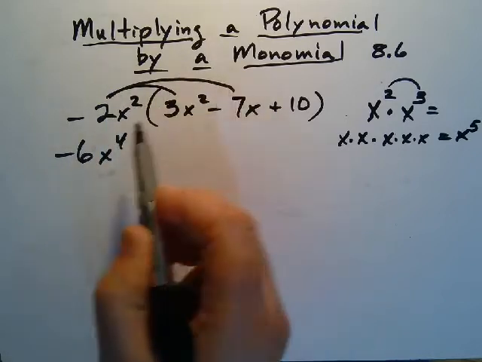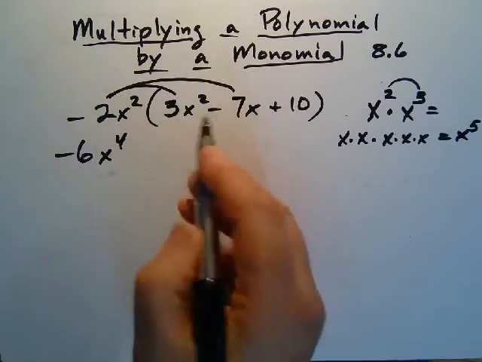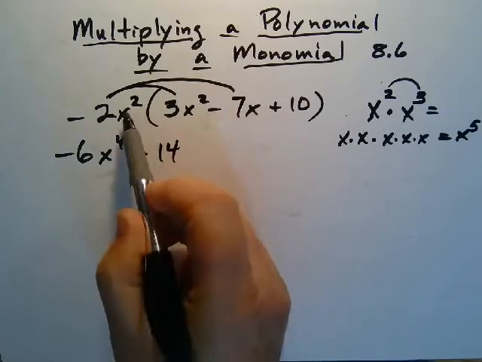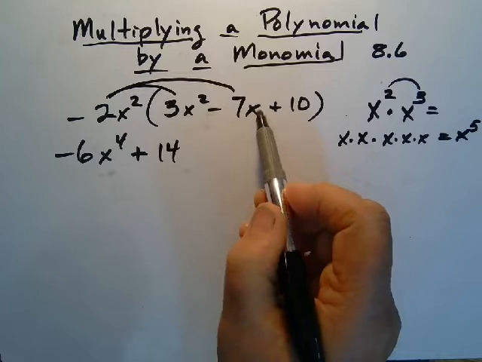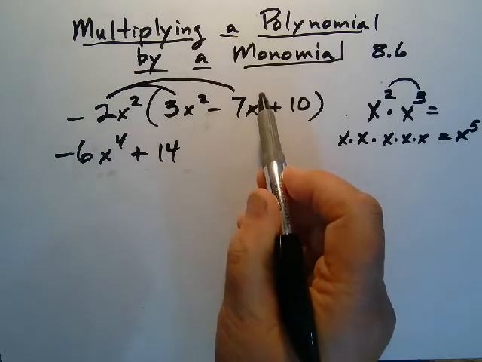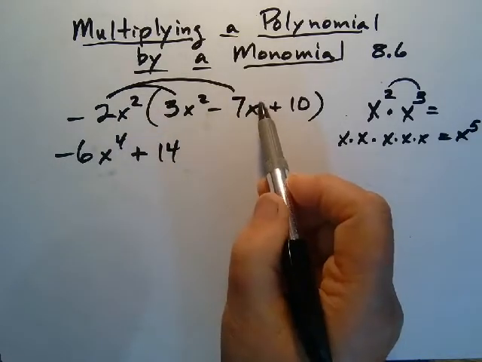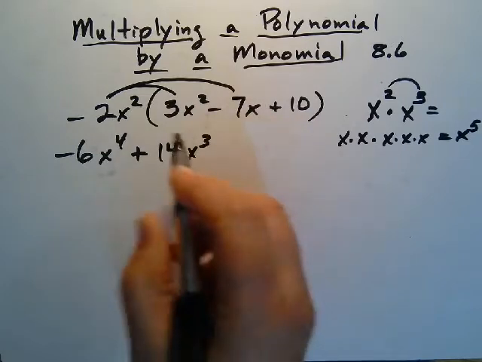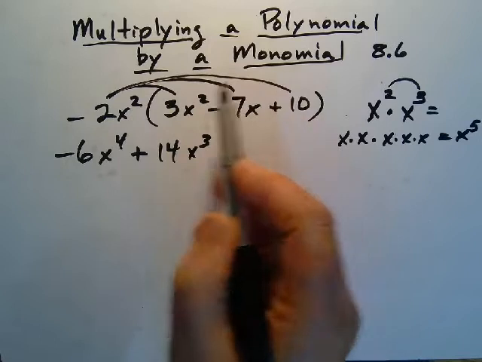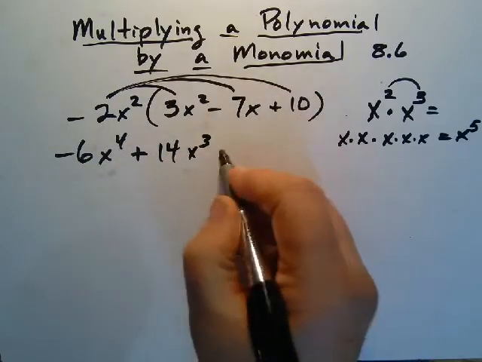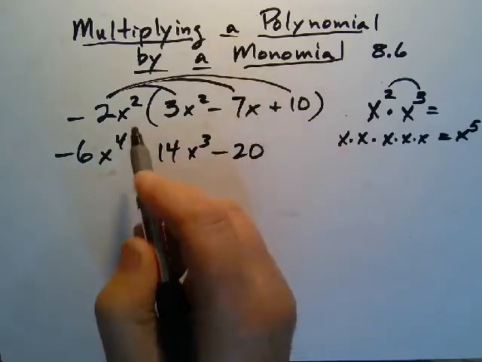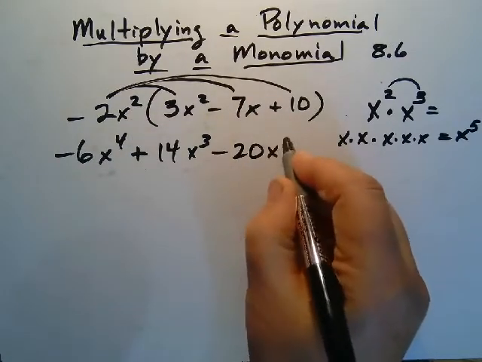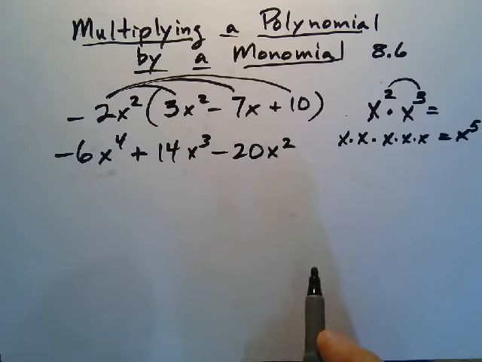Let's do the next one. Negative times negative would be positive. 2 times 7 is 14. X to the second times x. That's to the first. You don't see the 1 there, but it's there. X to the second times x to the first. 2 plus 1 is 3. This is x to the 3. Okay, next one. Negative 2 times 10 is a negative 20. X to the second. Well, there are no x's here, so we're just letting it come along for the ride. All right, so there you go.